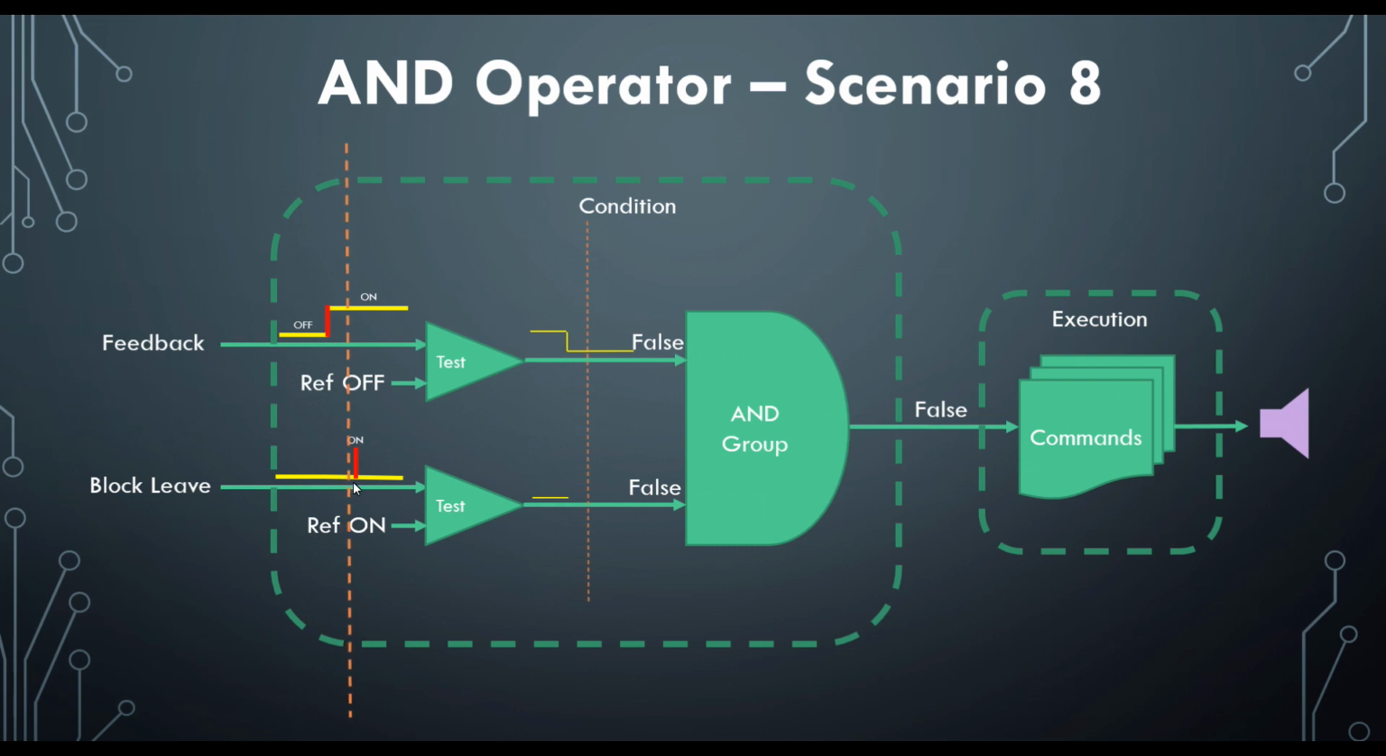We now have block leave turning on. On and on produces a true here, but this is in its on state, which does not match the off state. This remains false, so we have a false and a true, which produces a false. So in this scenario, the sound file never triggers, despite the block leave event occurring when the feedback is on, because our reference state is the off state.